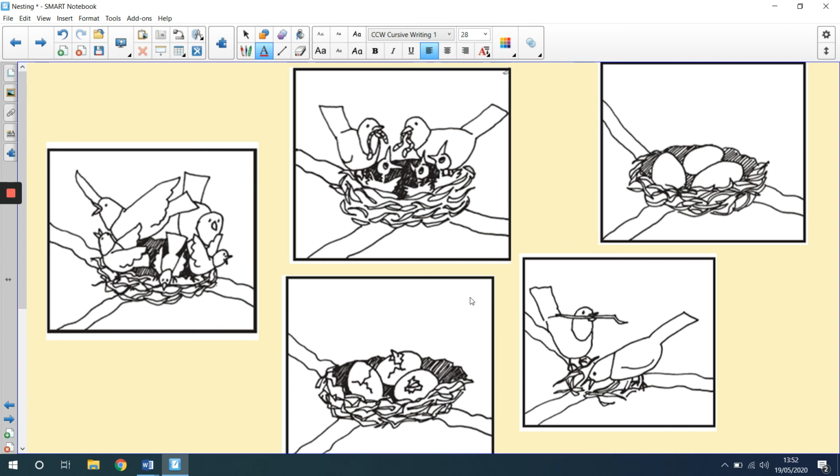I'll give you a little bit of a clue. It's the one where the adults are busy building their nest. So I would like, and Miss Creaser would like, some lovely sentences to describe how the birds build their nest until their chicks are old enough to fly away.